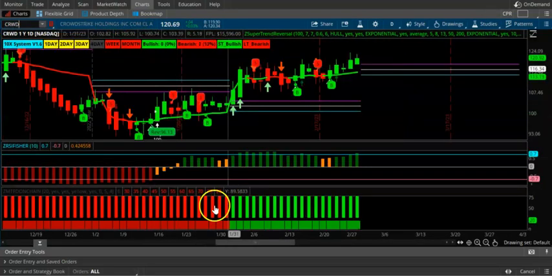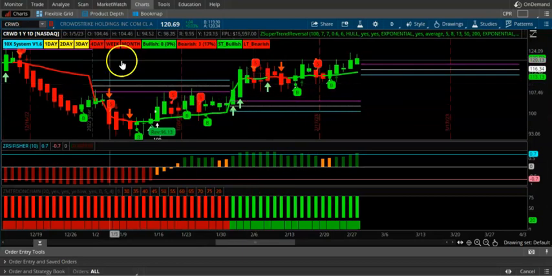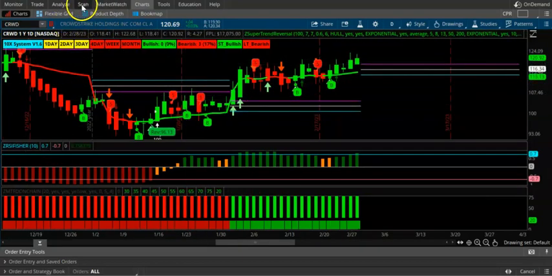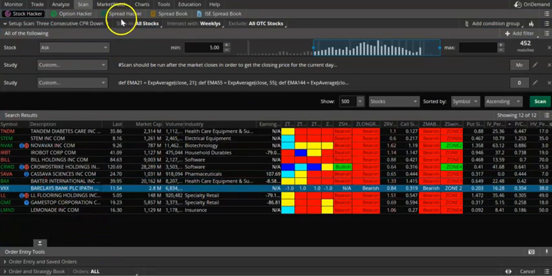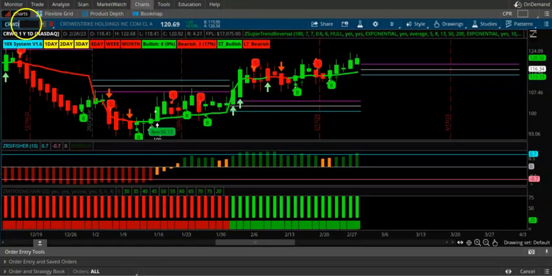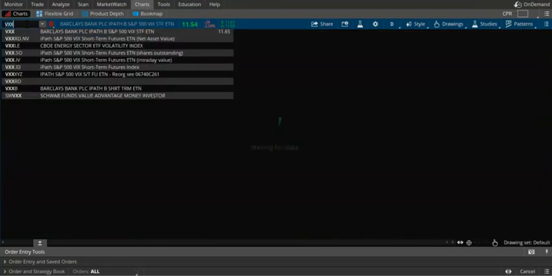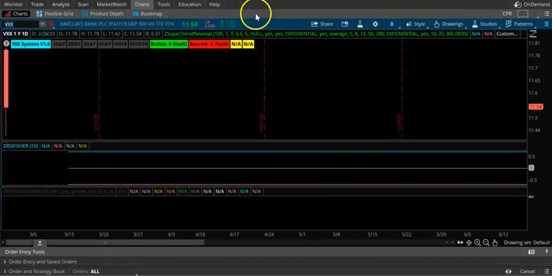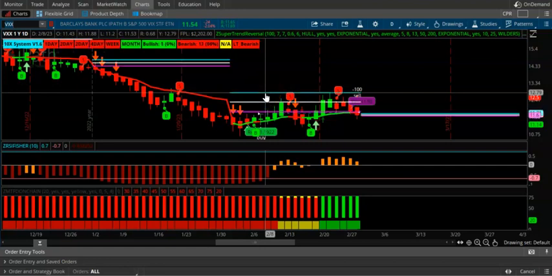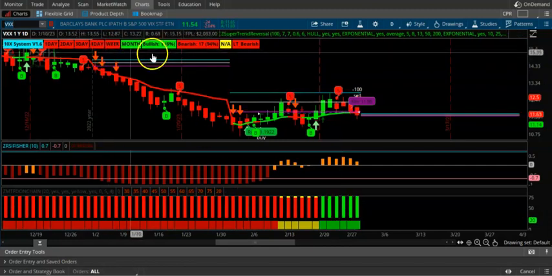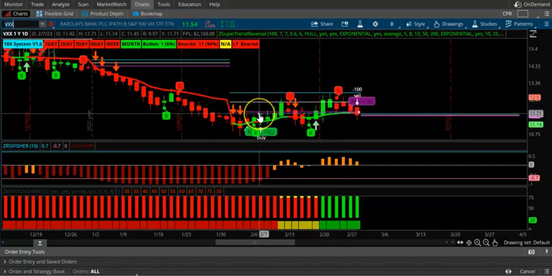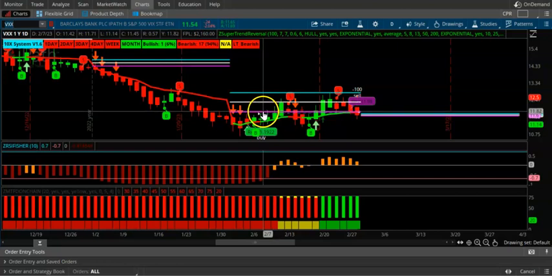CRWD. This setup is not the right one. VXX. VXX is also turning down. The other trend is green, but all the other things are green. So VXX is a good one also.